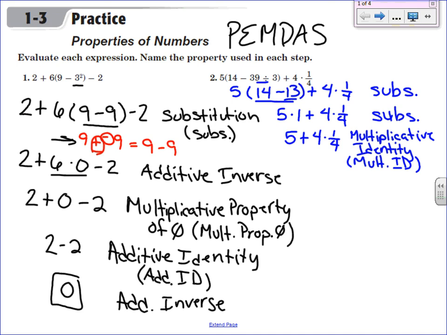Then we have 4 times 1 over 4. Well, 4, if you were to write it as a fraction, is 4 over 1. So if you notice, the fraction 4 over 1 and 1 over 4 are flipped over. Those are called inverses or reciprocals. And when you multiply reciprocals, you get 1. So 4 times 1/4 is 1. And that is because of the multiplicative inverse property. And then the last one, 5 plus 1, is 6, and that's just a substitution.